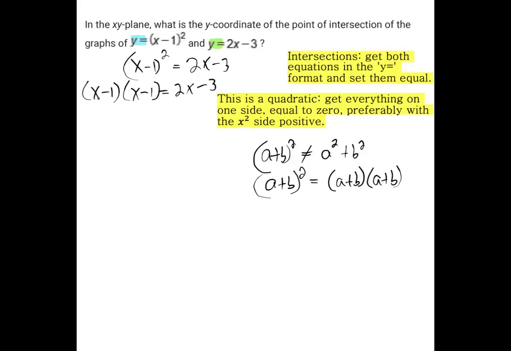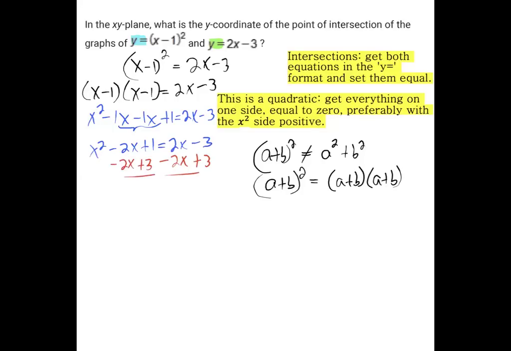When we FOIL that out, we'll have first times first, outer times outer, inner times inner, and last times last. Now we can combine those like terms there. And now we can treat this like a quadratic where we get everything on one side equal to 0, preferably with the x squared side being positive. In other words, we're going to do the opposite of everything on this side and bring it over to the left-hand side. So we have x squared minus 4x plus 4 equals 0.